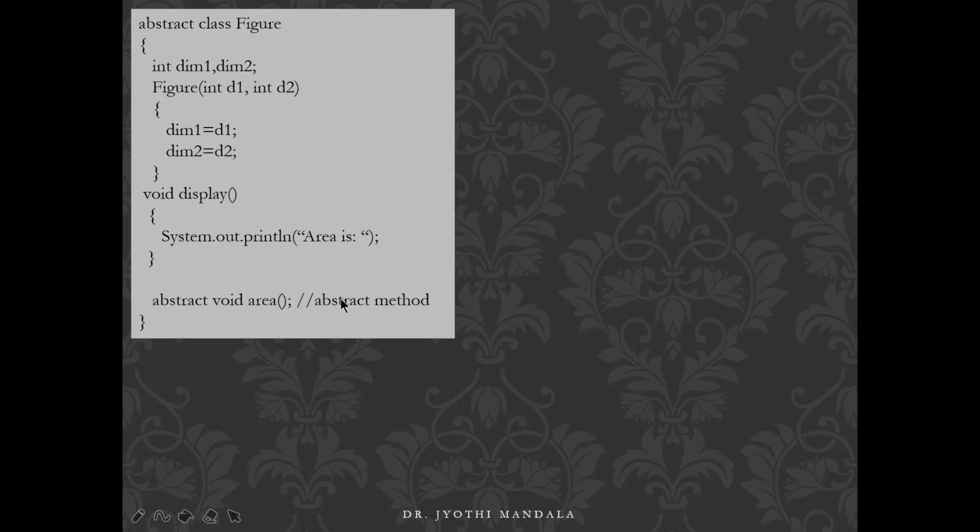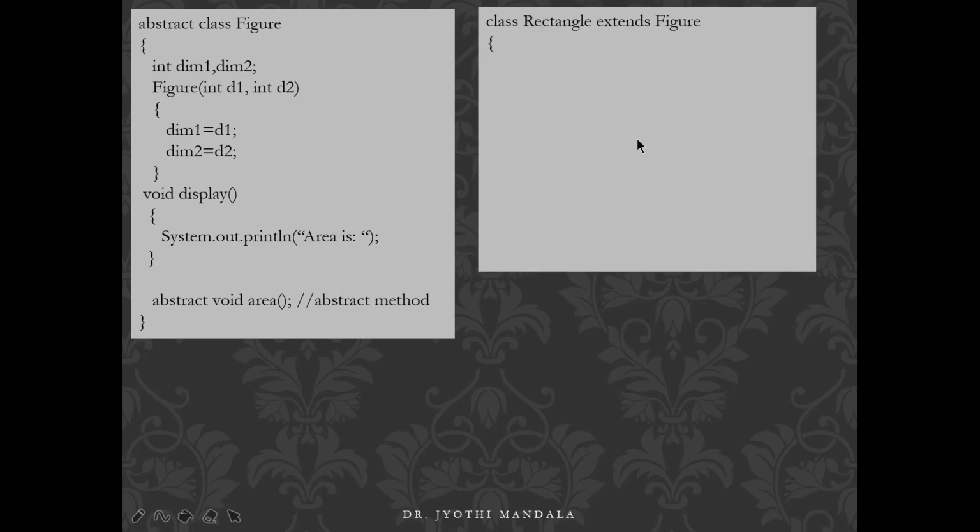Now what we can do is take one more class which inherits this abstract class. Let us call that class rectangle, and it is extending figure. Now any class that is extending this abstract class has to define all the abstract methods. So how many methods do we have in our example?